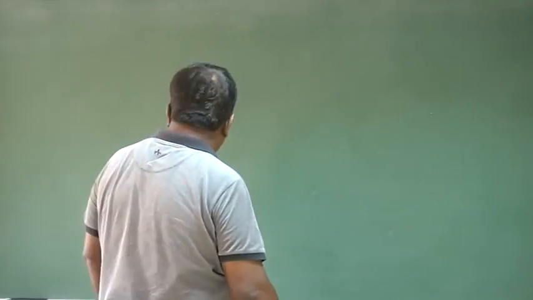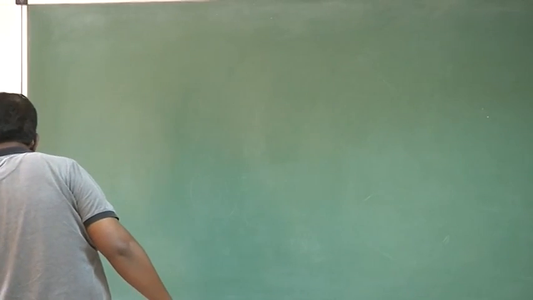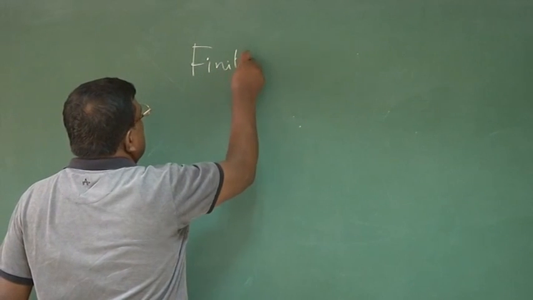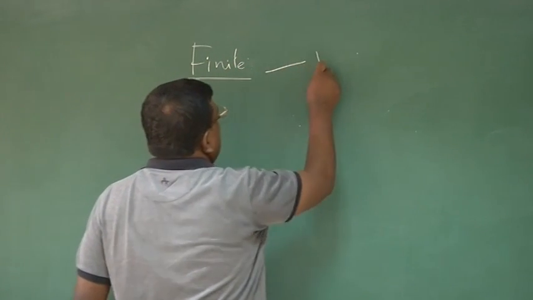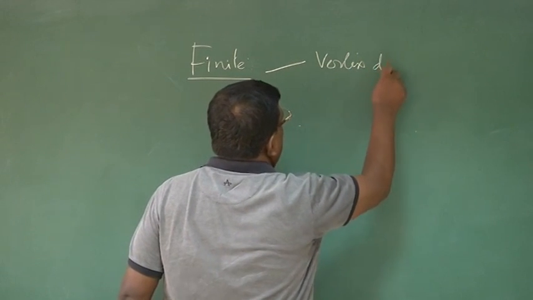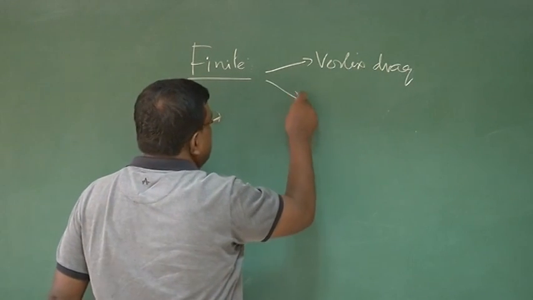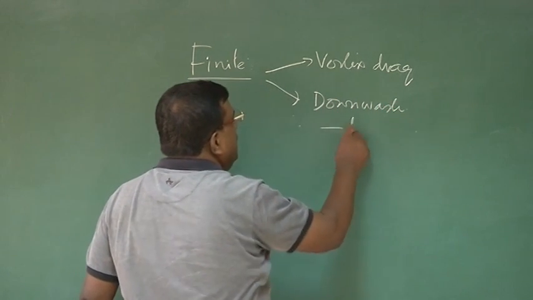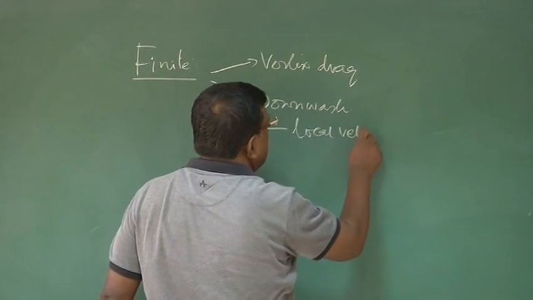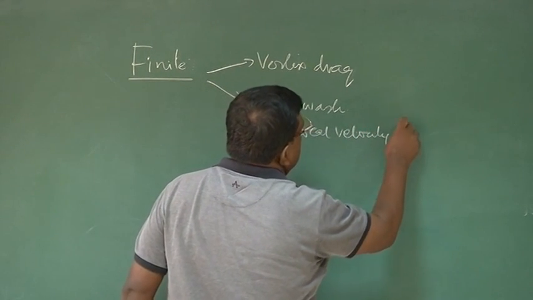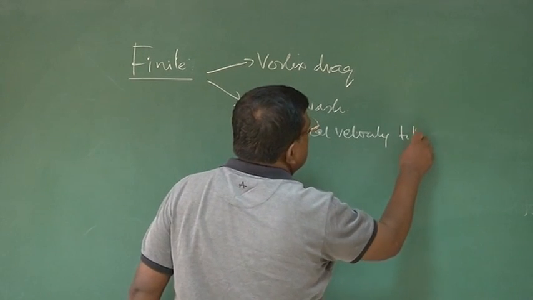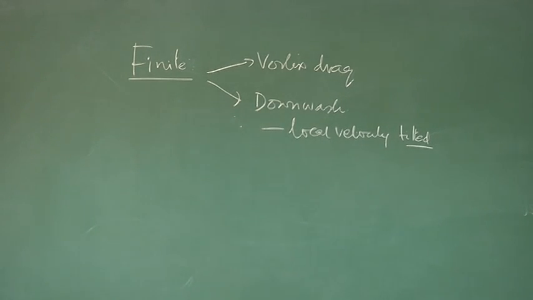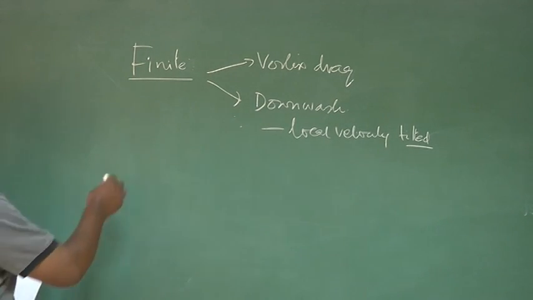So if I try to draw that, with the finite wing, before I draw anything, I should quickly have my thinking clear. One is vortex drag or lift-induced drag. Another component is induced downwash. So the local velocity is tilted, right? Just to draw a diagram on this, let us see.